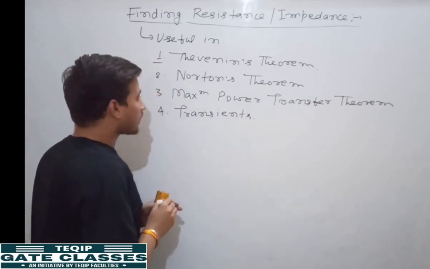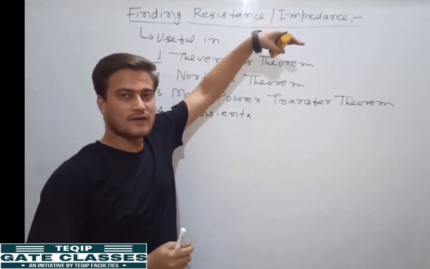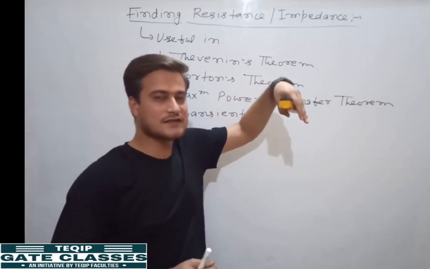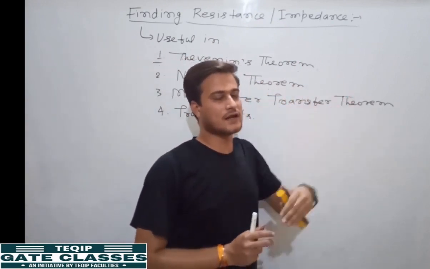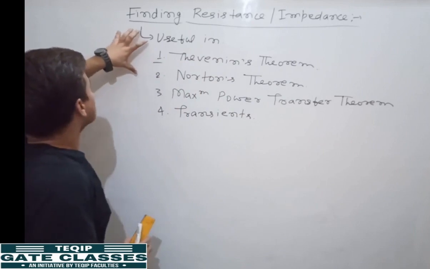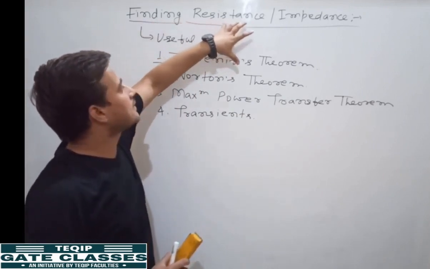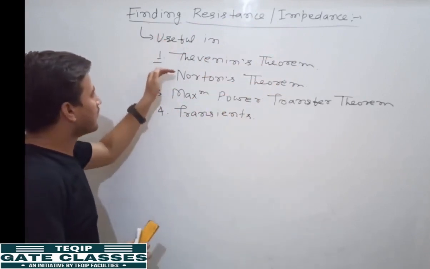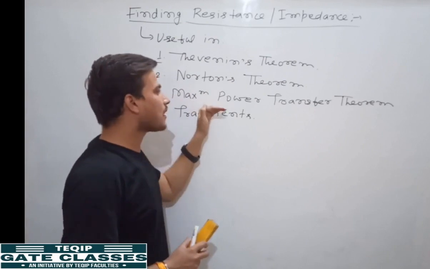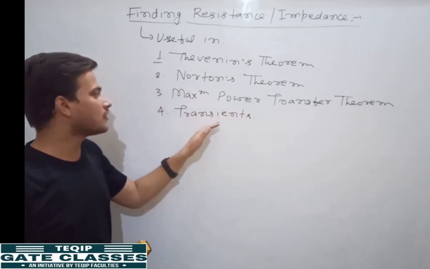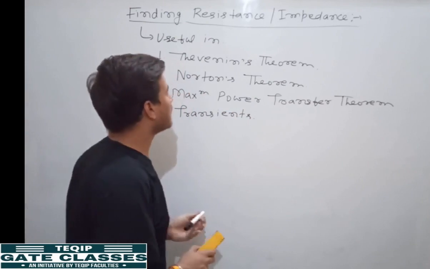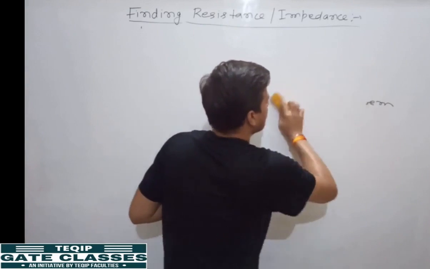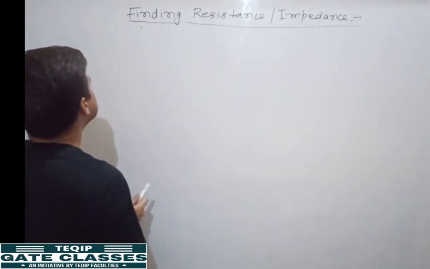So today I'll take different types of electrical networks and write the methods, that means the steps, to find the equivalent resistance or equivalent impedance of the circuit. Once you know how to find the resistance or impedance of any network, you can apply this tool in Thevenin's theorem, Norton's theorem, maximum power transfer theorem and transients, where you will have to find the time constant. Clear? So let's start. Let us see how many types of circuits are possible.